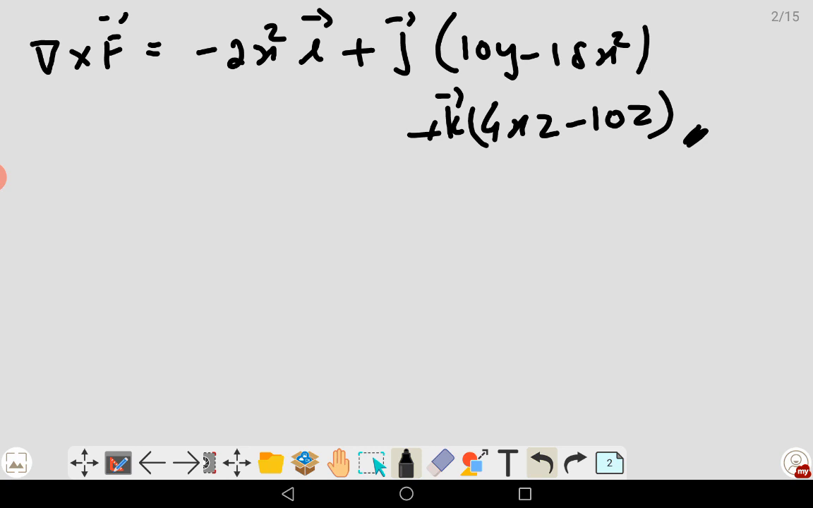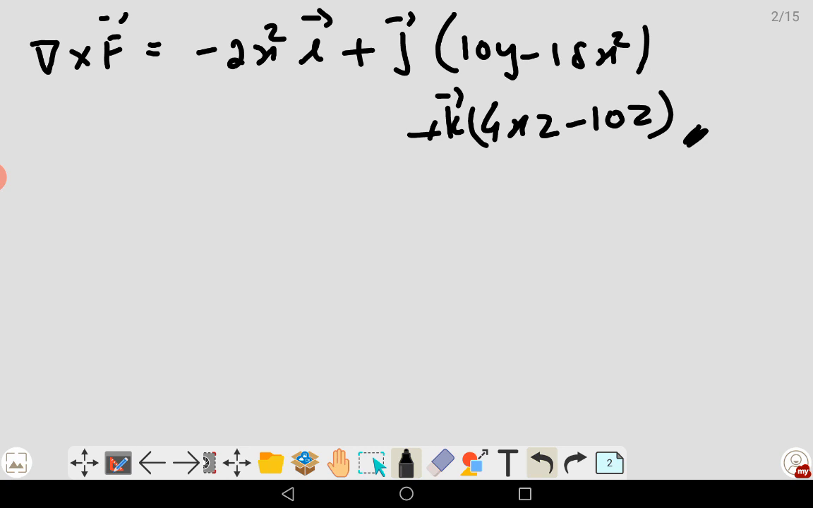Now this is curl, and I think finding curl is very easy for you because it is just a cross product of the del operator and the given vector, and you know how to find the cross product of two vectors. So I am not spending much time on this one. If you still have doubts, you can ask me questions during my live session.